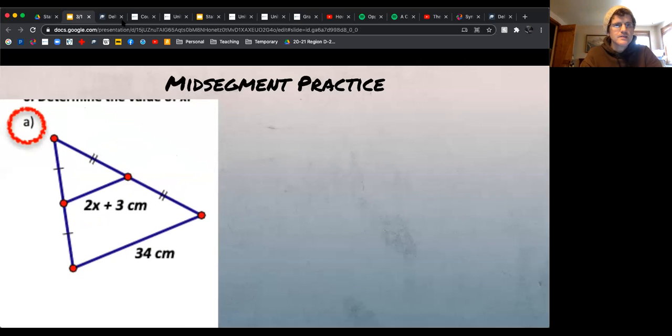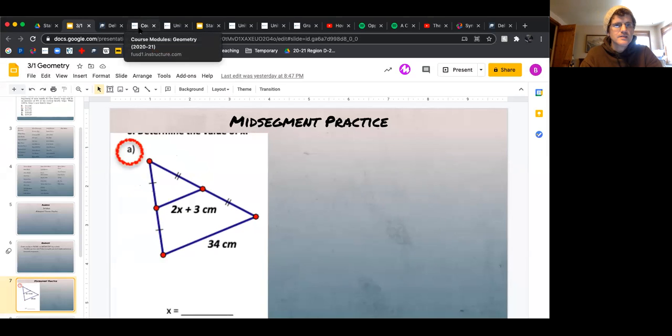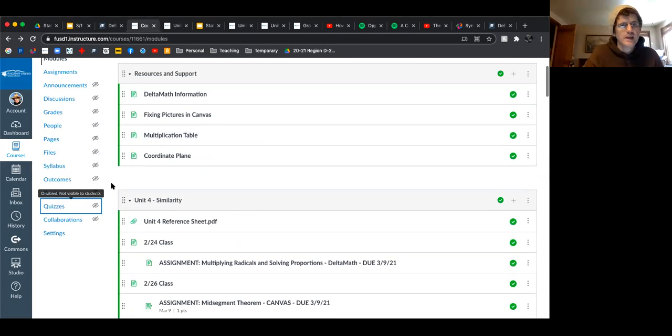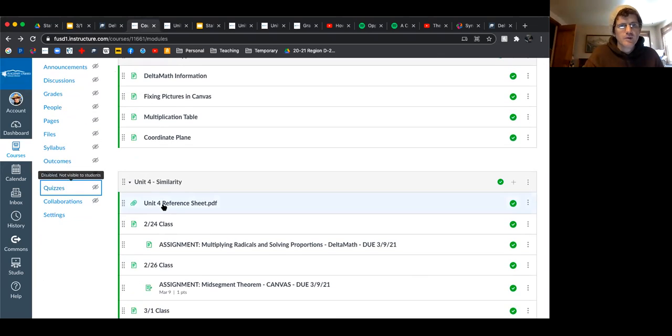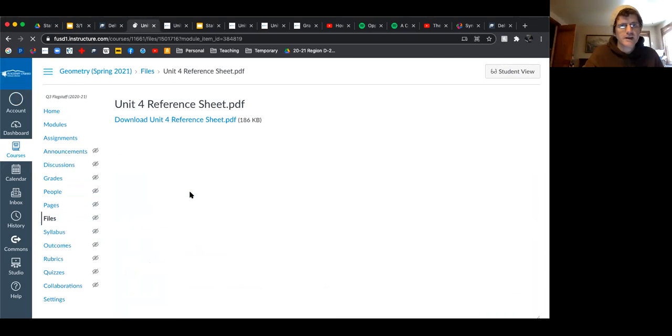This is your Canvas page, and what we've got is the Unit 4 reference sheet. I'm not sure if I showed this on Friday or not. I don't think I did. So let me go ahead and show this to you.